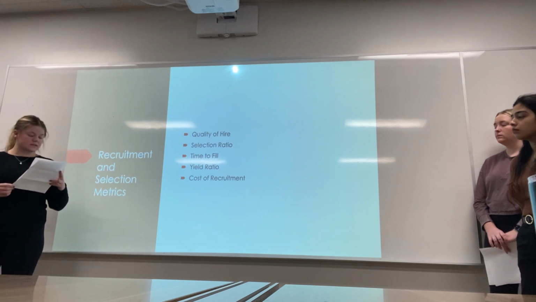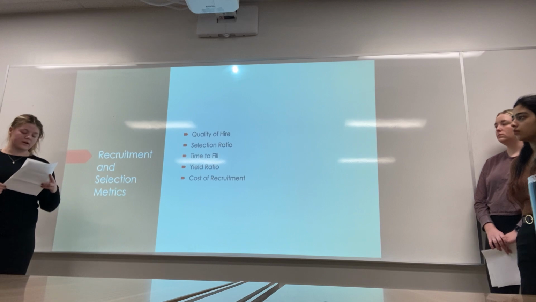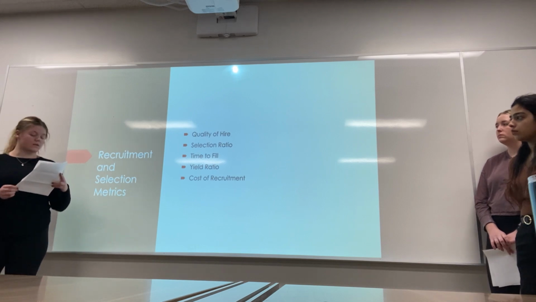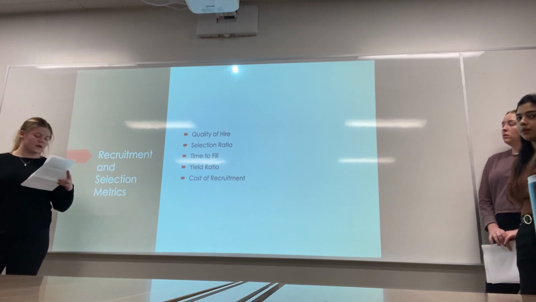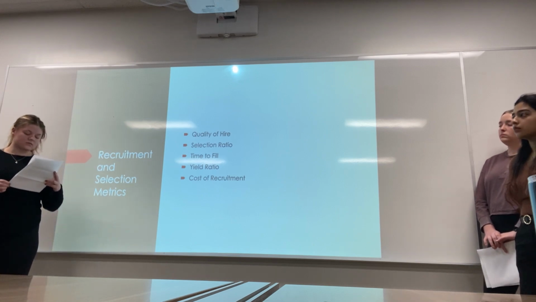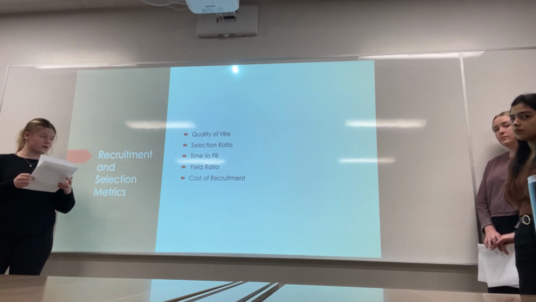Next, we have a selection ratio. This selection ratio is typically calculated by dividing the number of new hires by the number of total applicants, and this allows us to identify areas of improvement. The goal of tracking this ratio is to optimize the use of resources and improve the quality of hires.